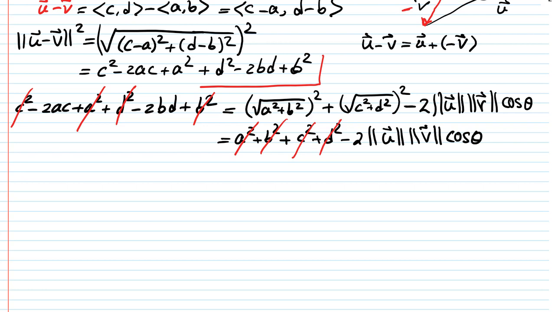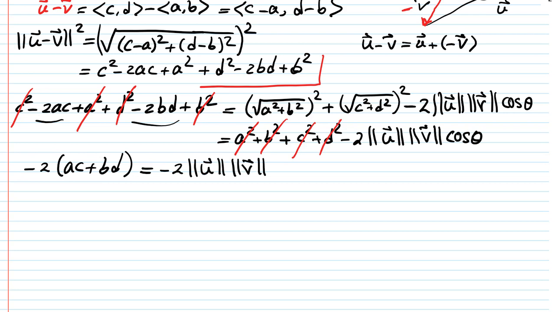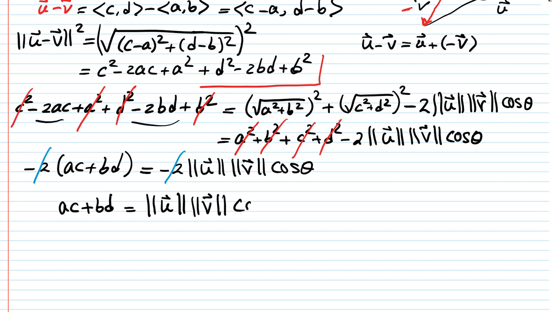And what do we have on the left side? Well, I have negative 2AC, negative 2BD. I'm going to factor out negative 2. And that gives me what? AC plus BD. And on the right side, I just have negative 2 times the magnitude of vector u times the magnitude of vector v cosine theta. All right, and the next step, of course, is you can divide by negative 2. And there we have it. So we have AC plus BD is equal to the magnitude of u times the magnitude of v cosine theta.